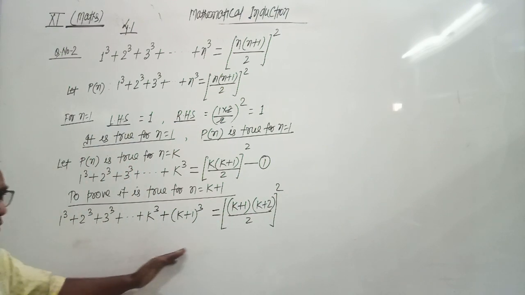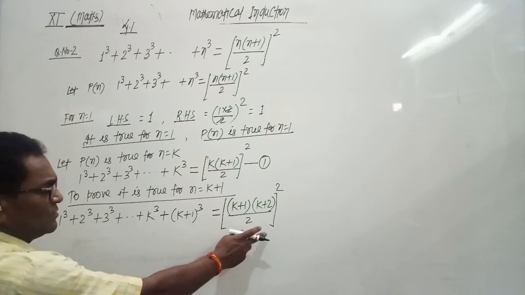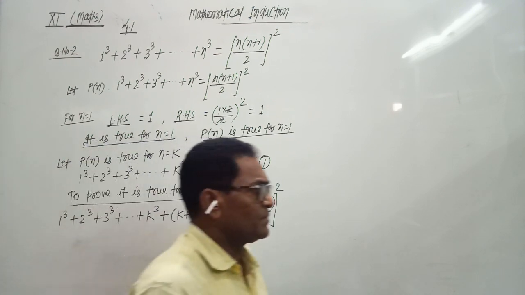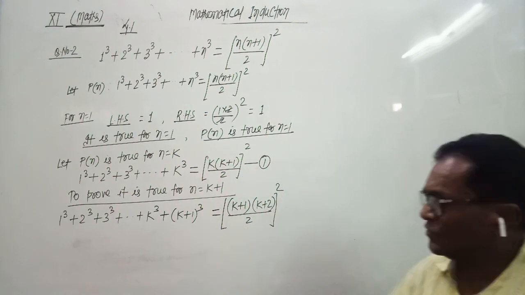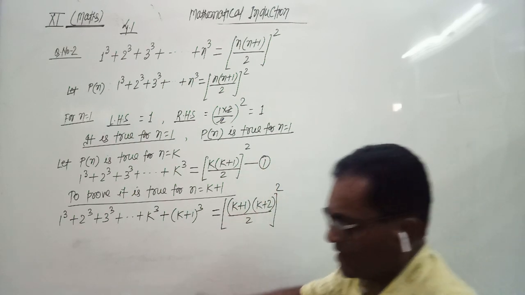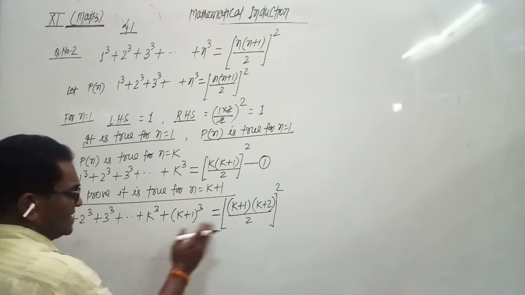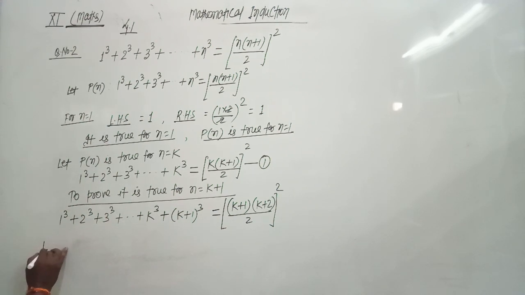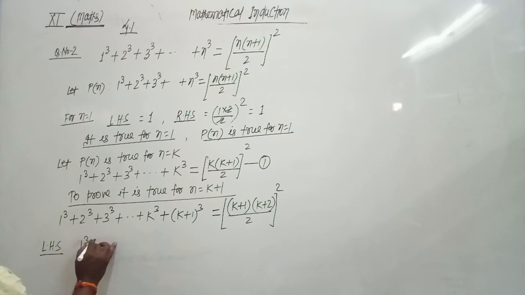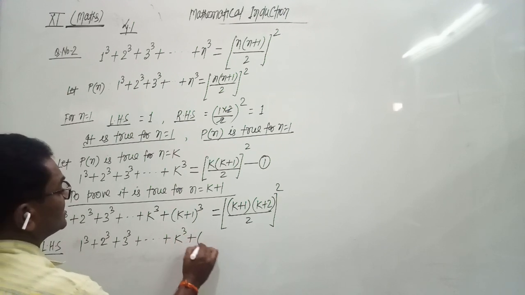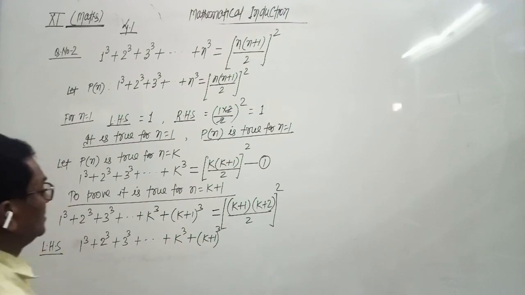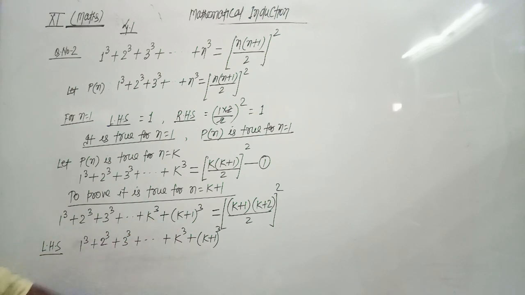In this step, we will prove that LHS equals RHS. If it is true for n equals k plus 1, then it must be true for n equals k. So we will prove the statement LHS equals RHS. Here we write LHS, and that is 1 cube plus 2 cube plus 3 cube plus ... k cube and plus k plus 1 the whole cube.